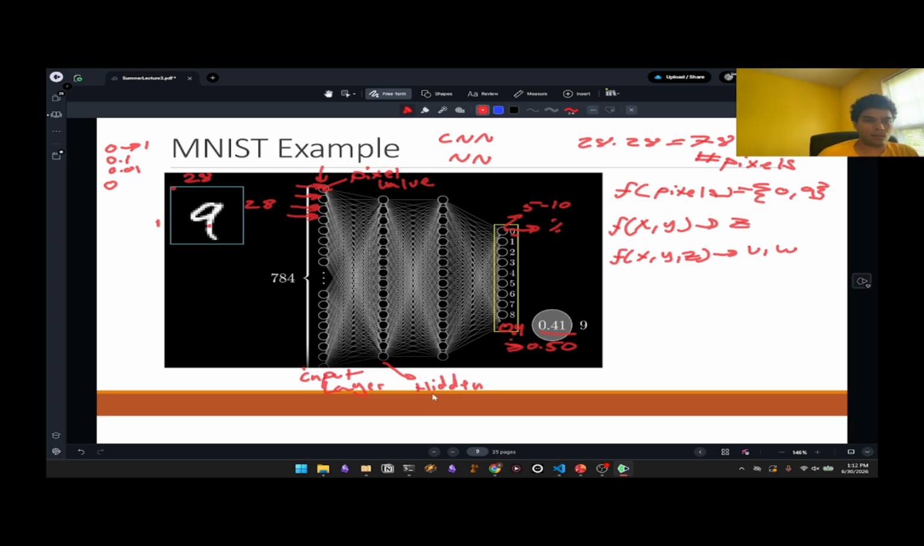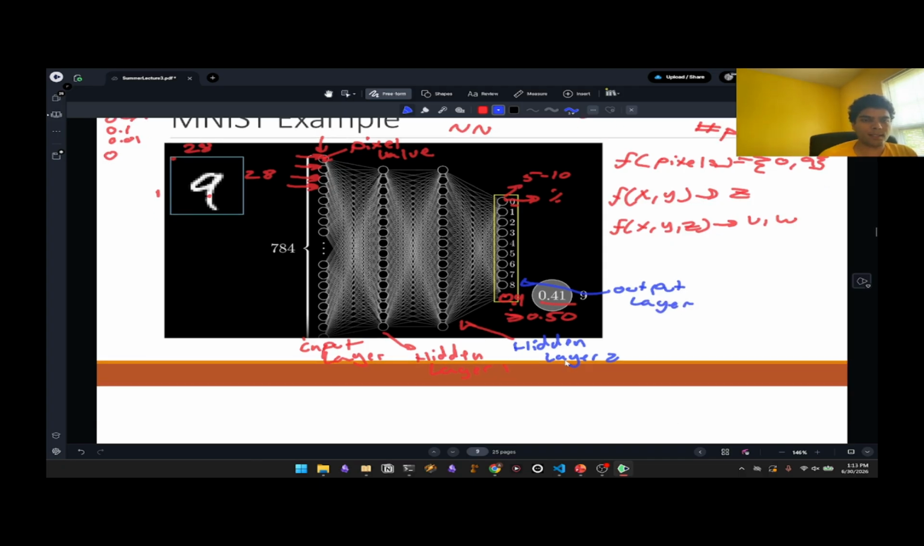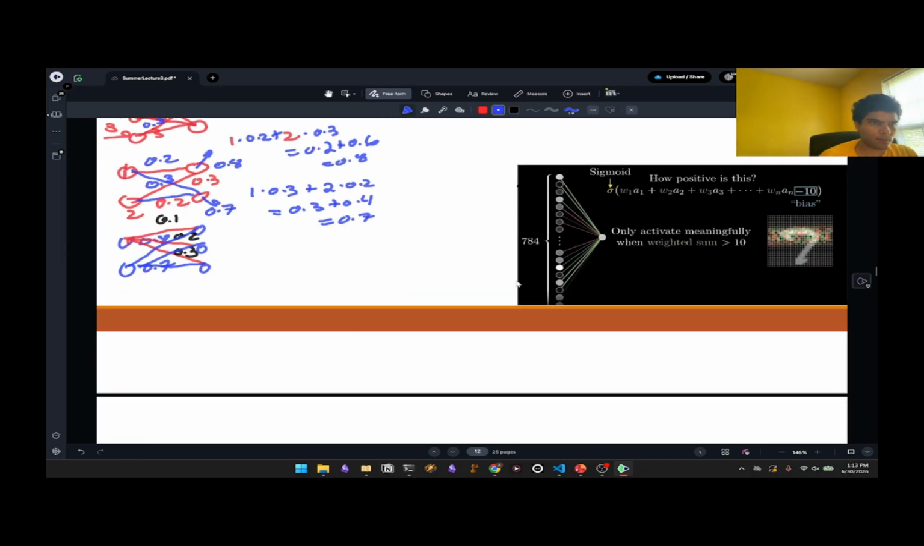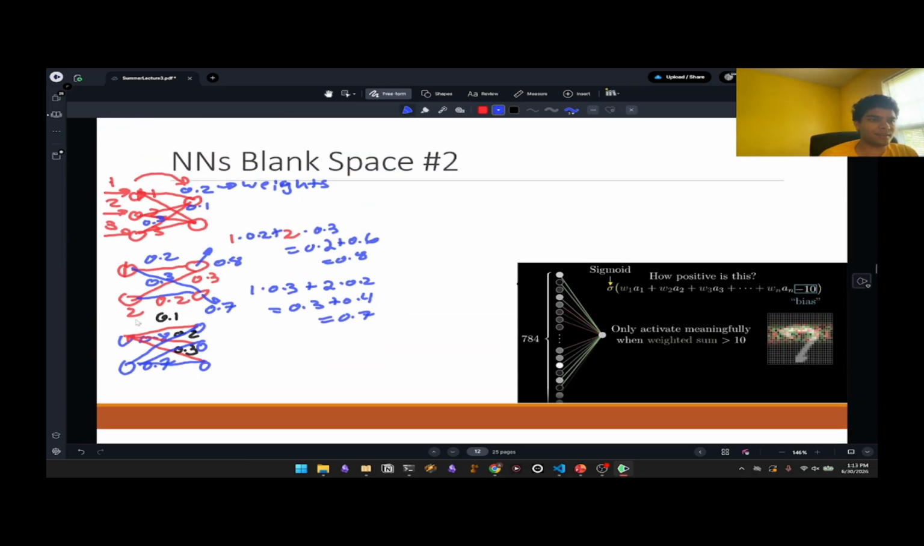Right? So we'll call this hidden layer 1, and then we'll call this hidden layer 2. And then this layer is our output layer, right? So again, it's just these sort of computations repeated layer to layer.